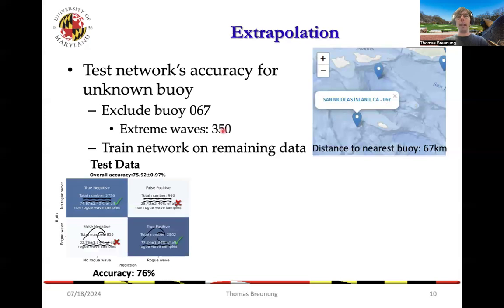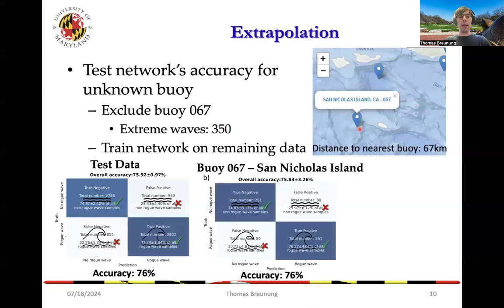And now we test our network on data from this buoy location, which it has never seen at any stage. And we observe that the accuracy is again about 75%. So 3 out of 4 rogue waves are correctly predicted. This implies that the model extrapolates very well to unknown buoy locations.